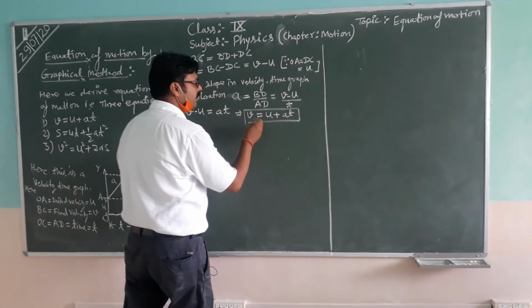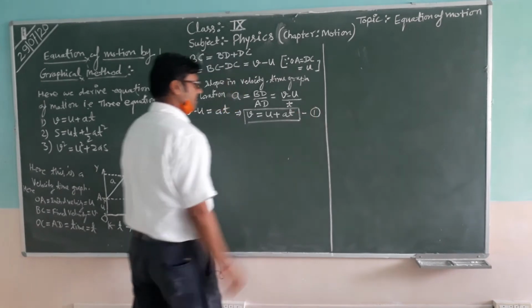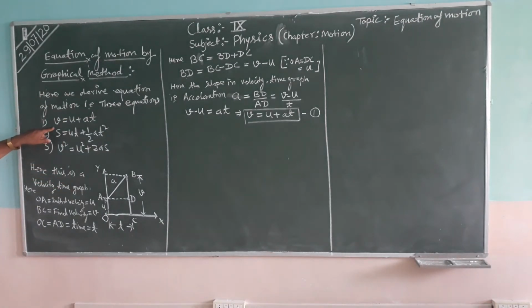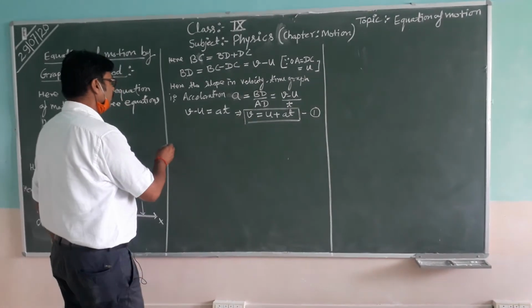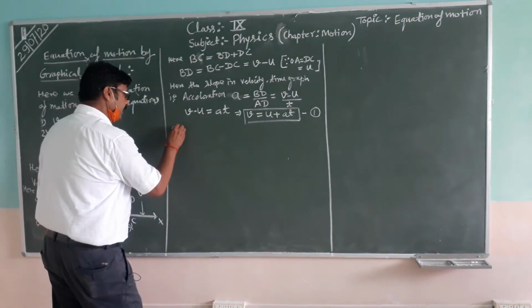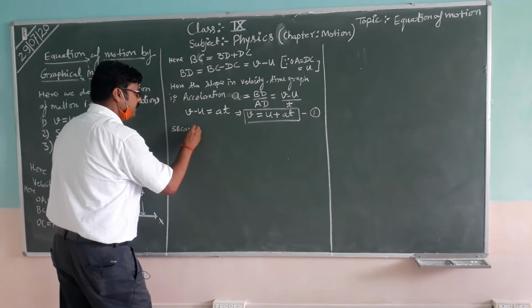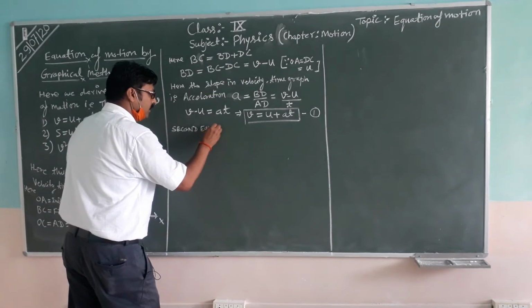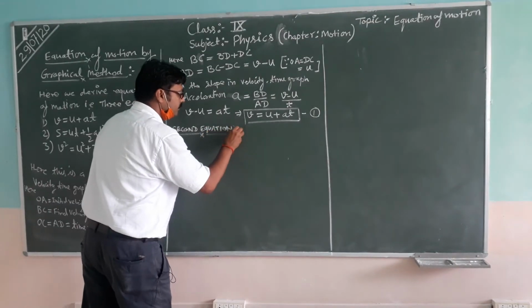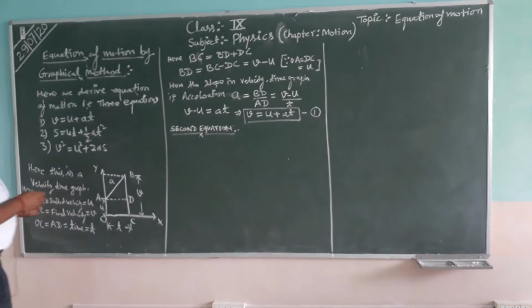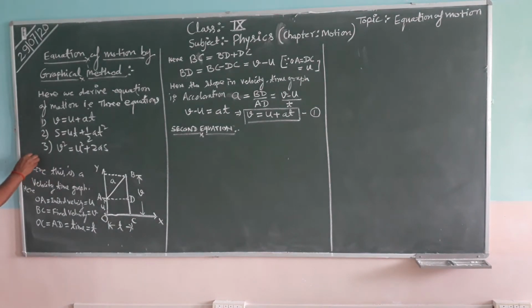My dear student, this is the first equation of motion: v equals u plus at. Now the second equation follows, and this was the derivation of the first equation.